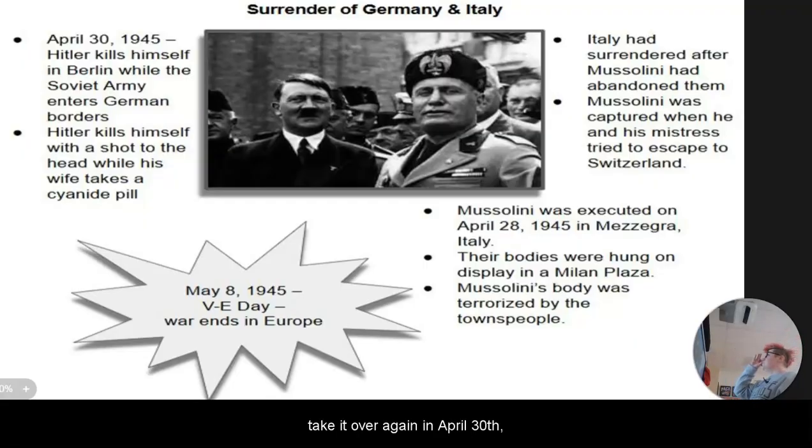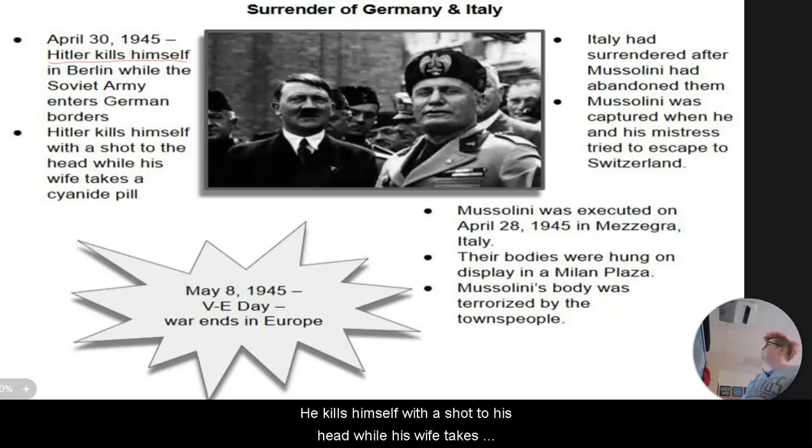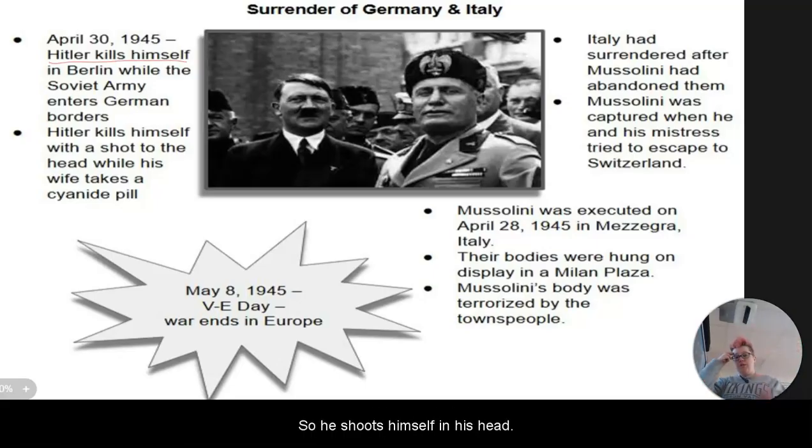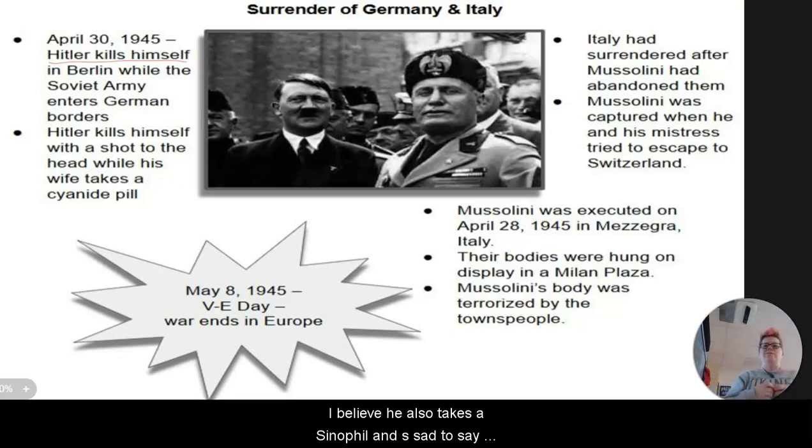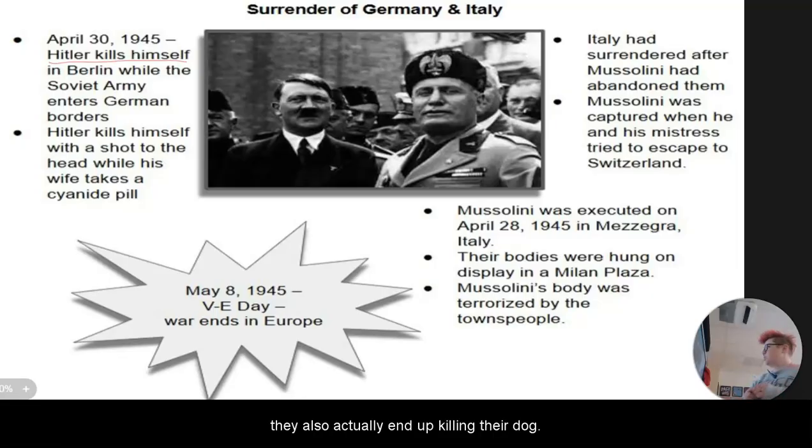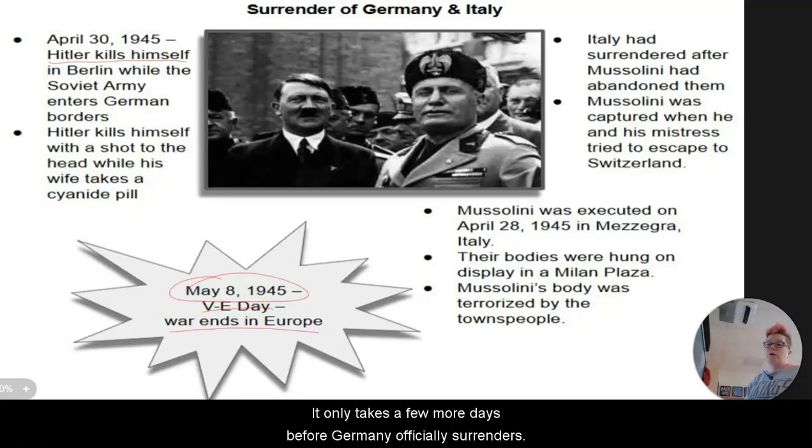On April 30th, 1945, Hitler kills himself. He kills himself with a shot to his head while his wife takes a cyanide pill. So he shoots himself in his head. His wife takes a cyanide pill. I believe he also takes a cyanide pill. And sad to say, they also actually end up killing their dog. So May 8th is VE Day. He kills himself at the end of April. It only takes a few more days before Germany officially surrenders.